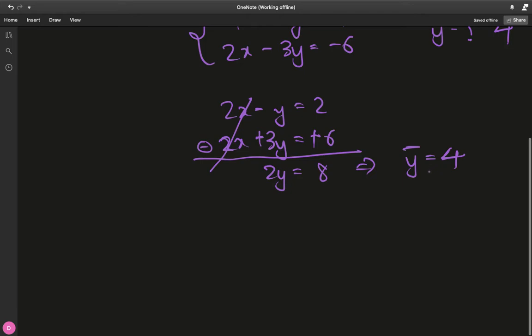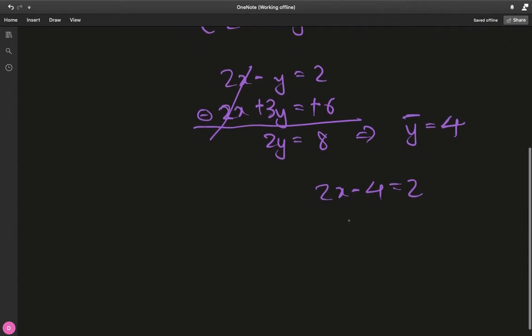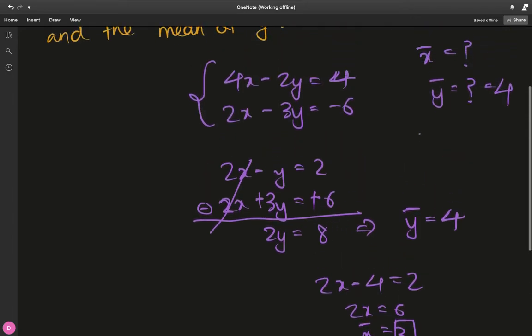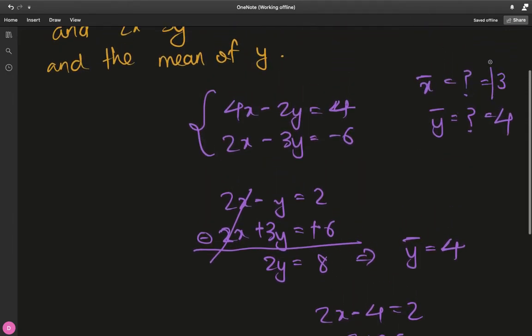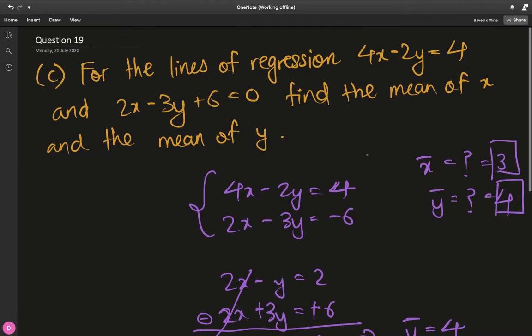And if you plug this back into, say, the first equation, you have 2x minus 4 is equal to 2. So 2x will be 6, x is 3, but that's the mean of x, right? The solution. So we know the mean of x and the mean of y by solving these regression lines simultaneously.